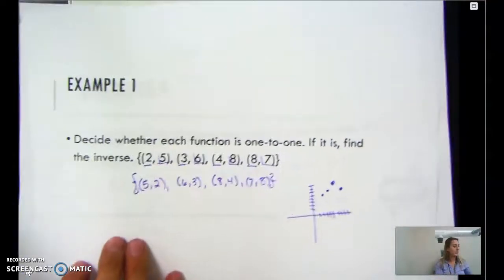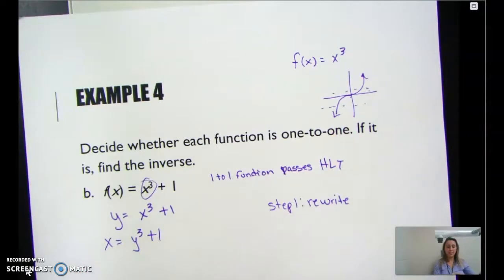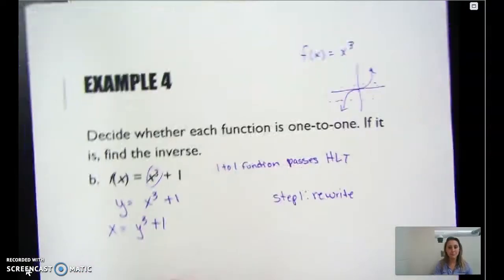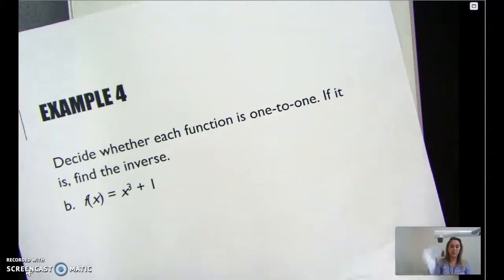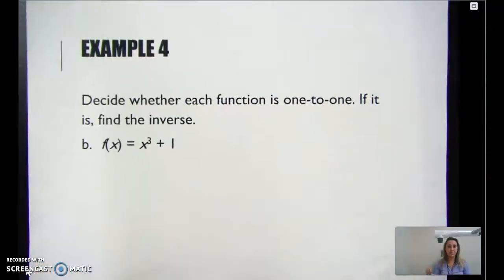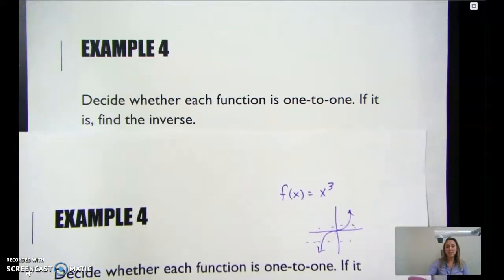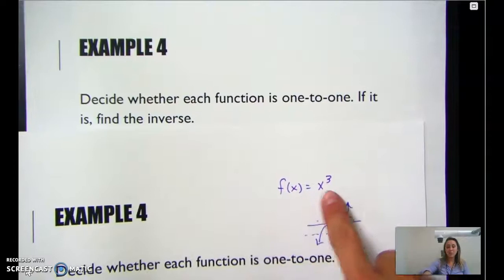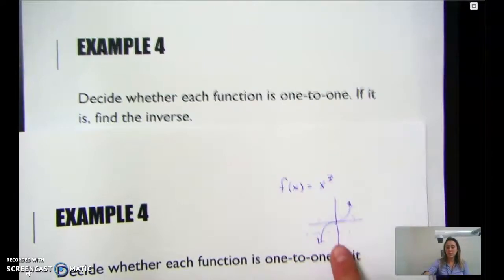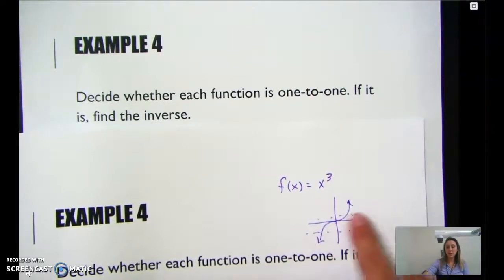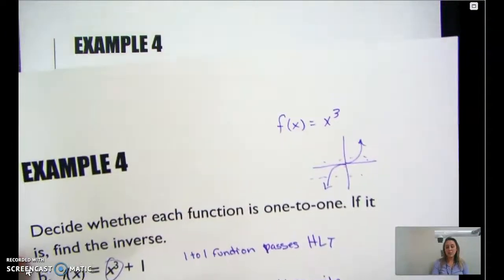All right. Now we are on example number 4. Go ahead and get this in your notes. I've already started it, obviously. It is a one-to-one function because the parent graph is f of x is equal to x cubed. If I draw that graph right there, it passes the horizontal line test. So this is a one-to-one function.